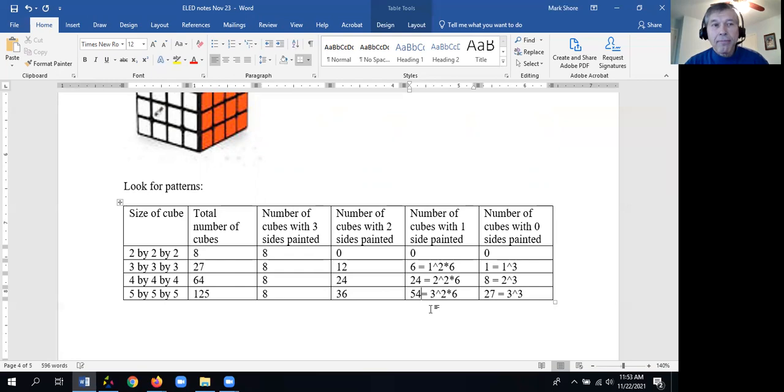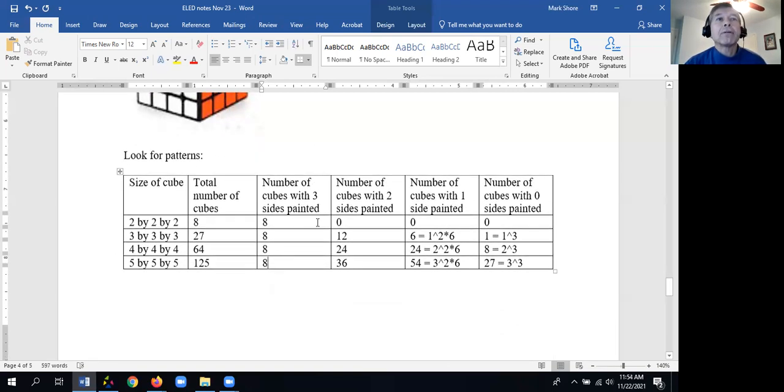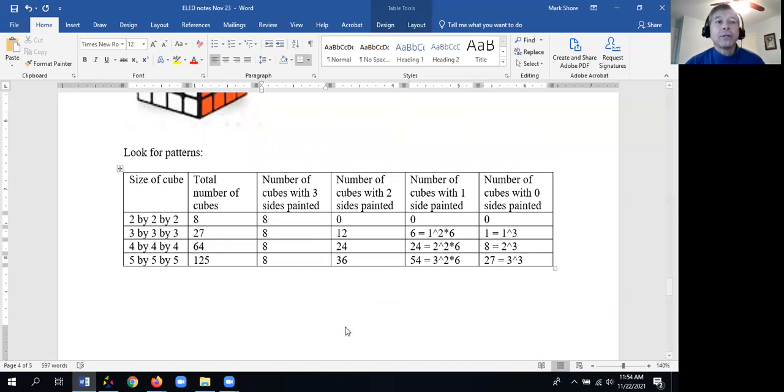Now we can check this. Is 27 plus 54 plus 36 plus 8, does that give you the 125 cubes that we're talking about? Let's just check it here. 8 plus 36 is 44, plus 54 is 98, and 98 plus 27 is 125. So that's our answers for a 5x5x5. And with this information, you should be able to answer the questions on the homework that are based on these types of patterns. So I'll stop the video right at this point.